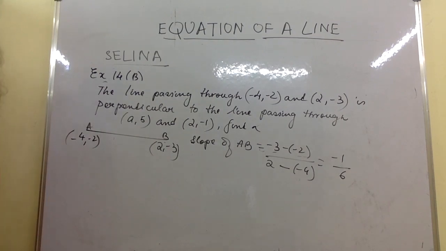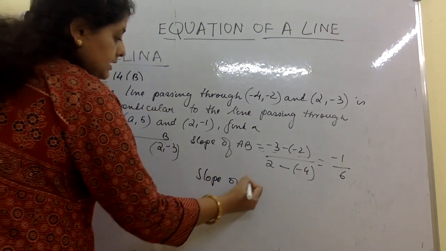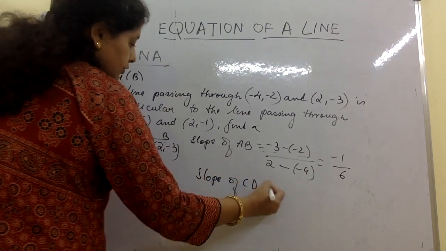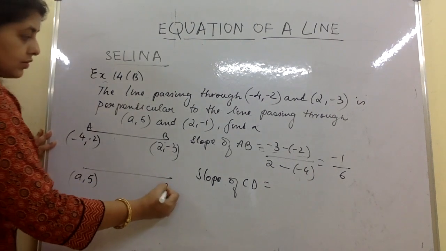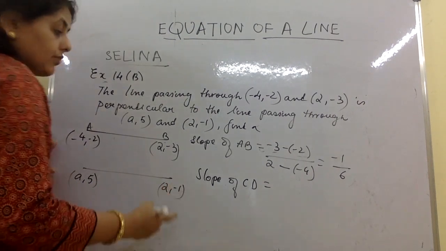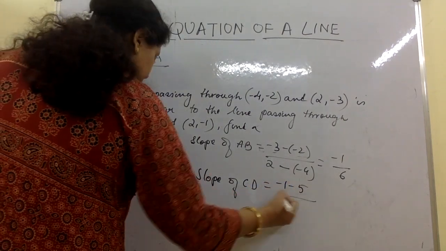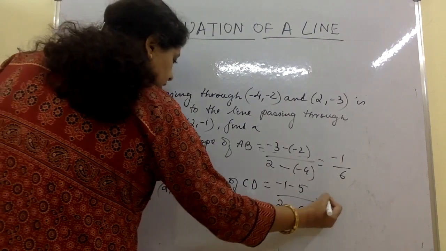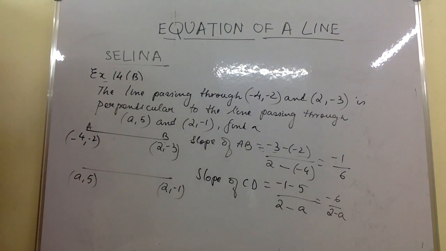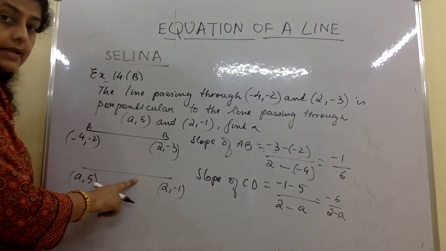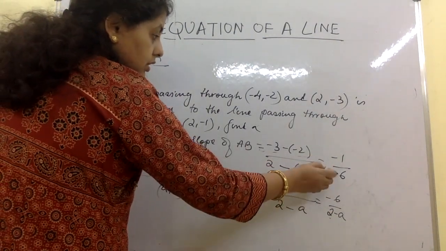First, it is -1 by 6, and the slope of CD. Now we are going to find, and CD is this line A, 5 and 2, -1. Now we'll find the slope of this in terms of A. So -1, -5 and 2 A, -6 by 2 A. Okay. Now the slope of this line has to be the product of these two slopes.